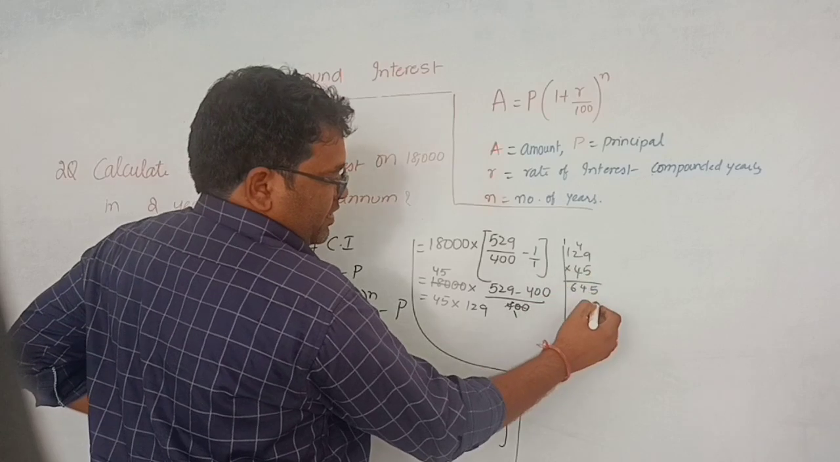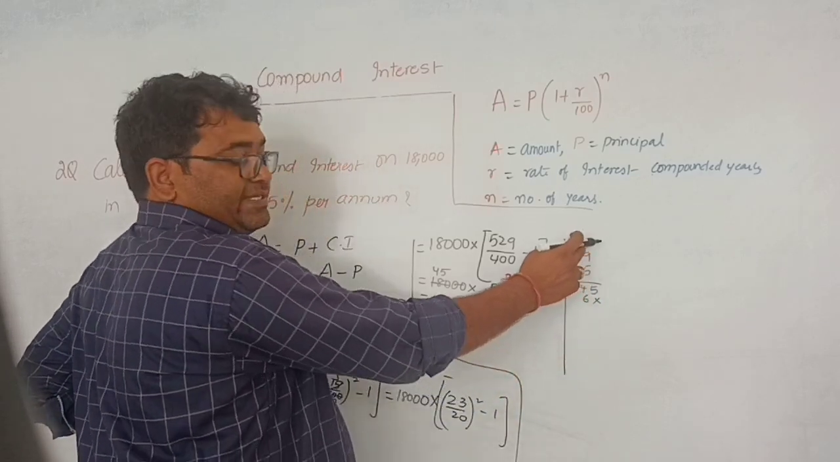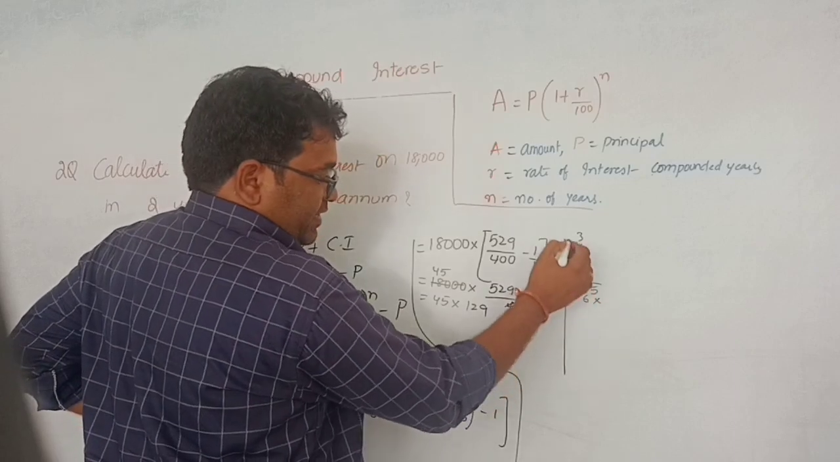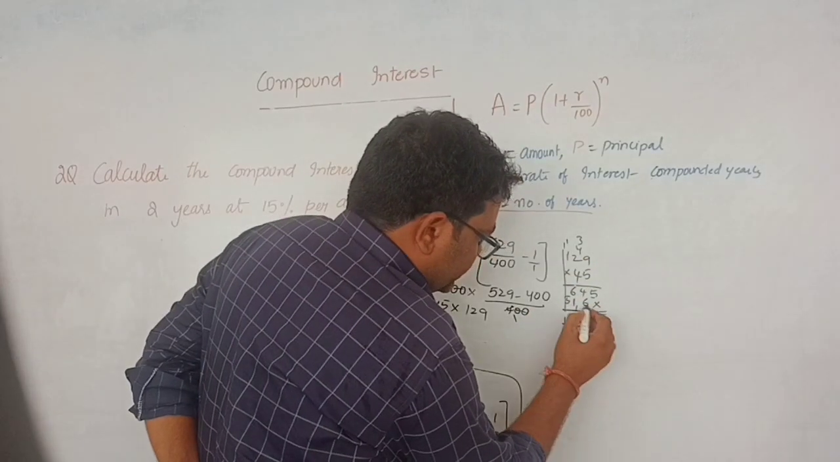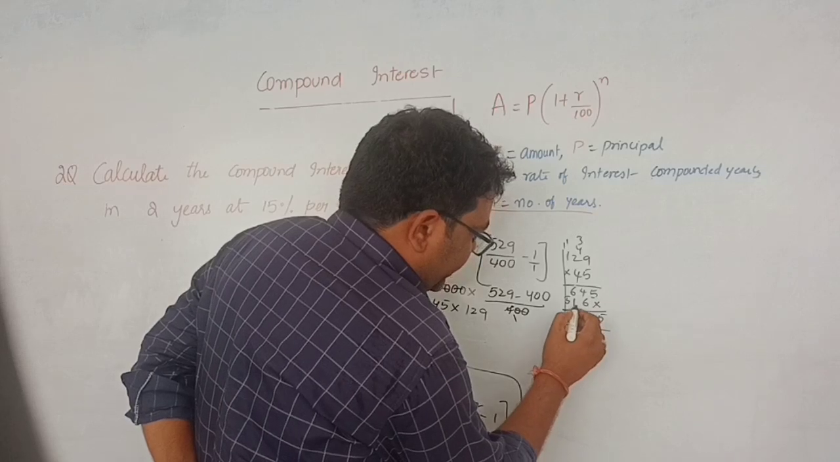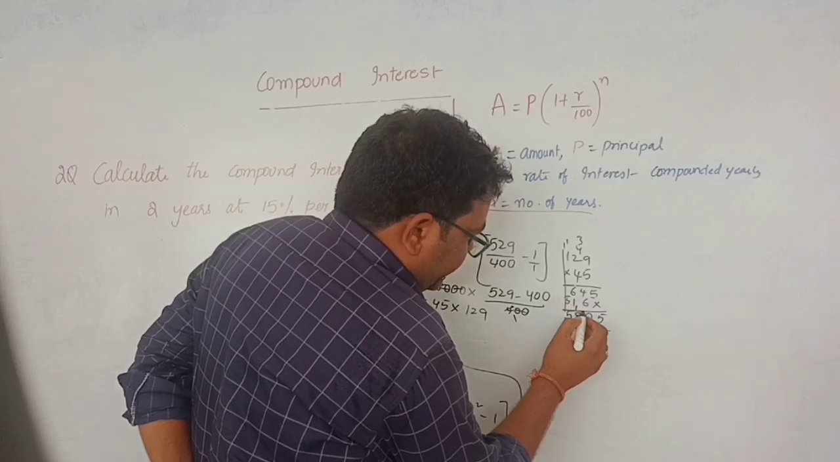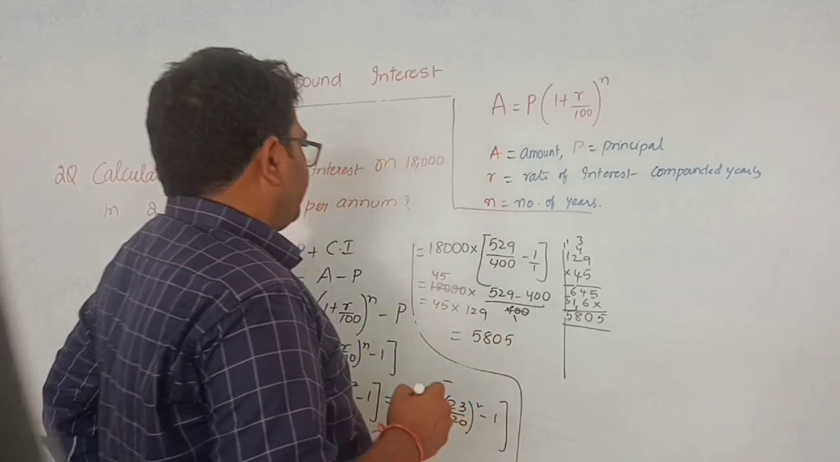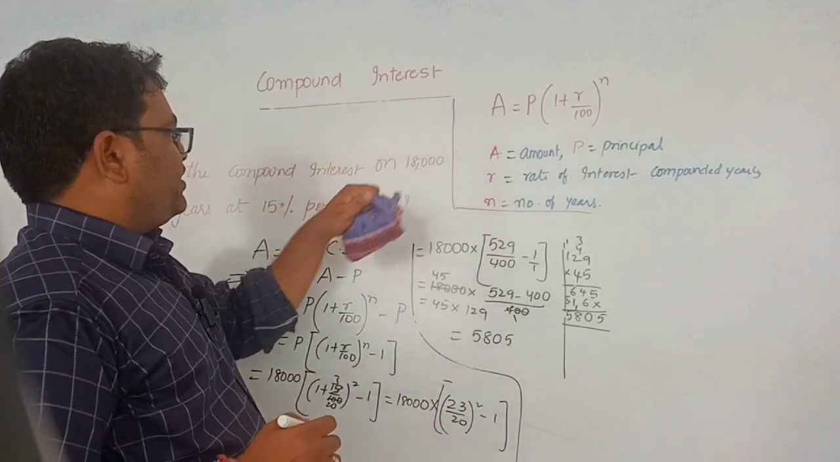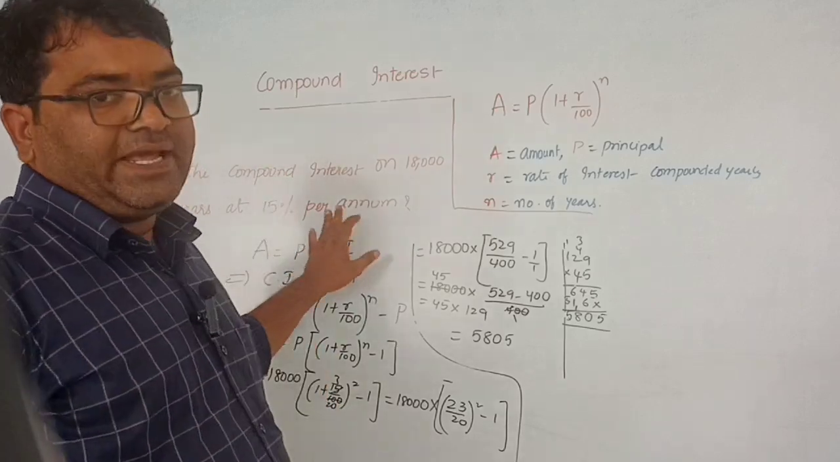1, 6 45, 4 9s are 36, 4 2s are 8 plus 3, 11. 11, 1 carries here, 4 1 is 5, 6 plus 4 is 10, 1 carries, 6 plus 1 plus 1, that is 8. 5805 is the answer of the compound interest on 18,000 in 2 years at 15% per annum.